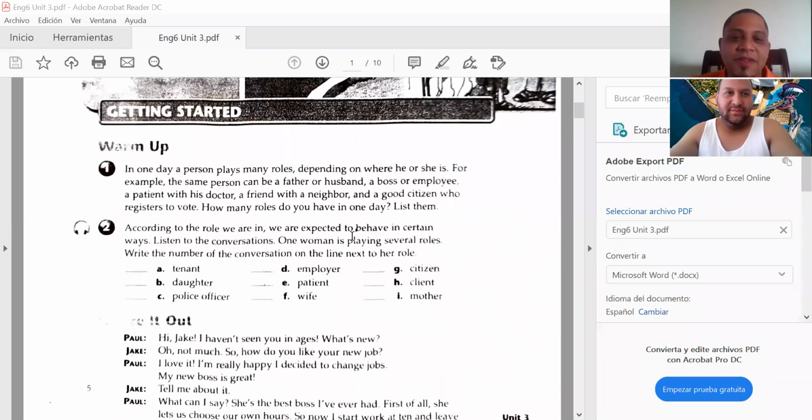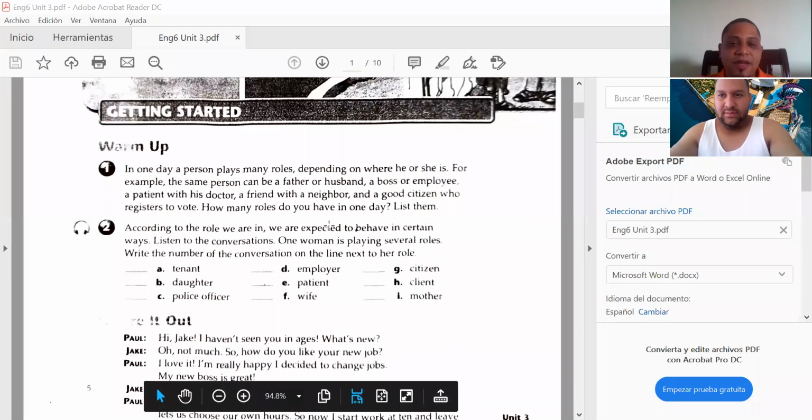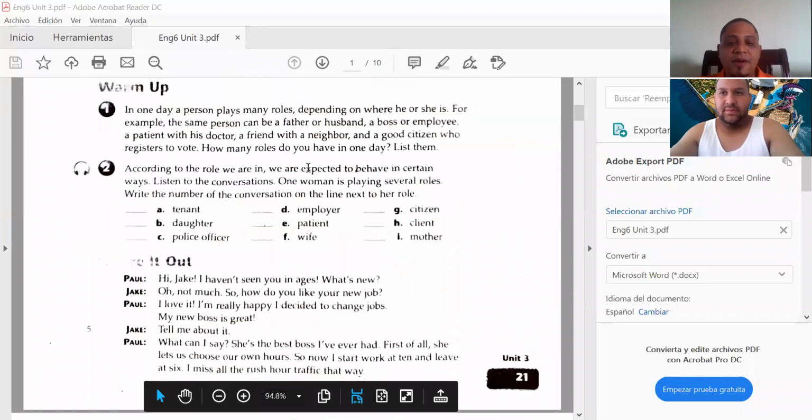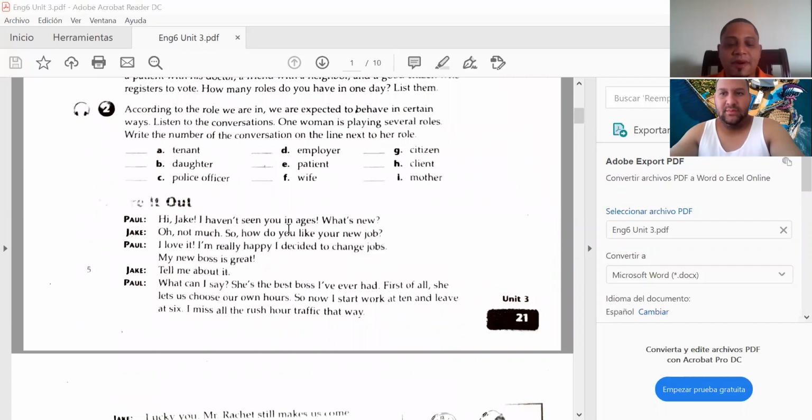I found this book in my documents. I found a physical book, which has better quality, and I will see if the next unit is going to look better, because I know it's kind of blurry in some parts.